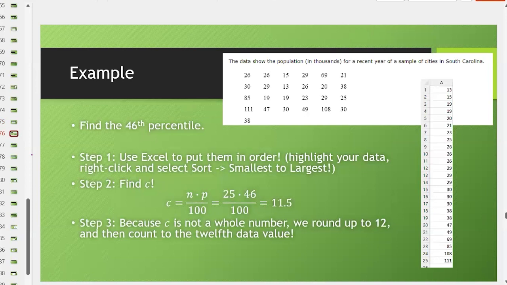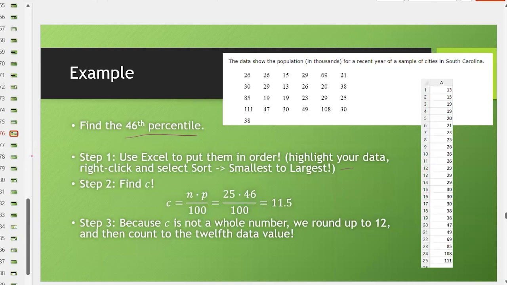Here we have data that's the population in thousands of a particular sample of cities. We want to find the 46th percentile in this data. The first thing, the simplest thing, is always just to put the data in order. That's going to be the easiest thing to do. So line everything up. And here you can see that I mentioned sorting in Excel. That is extremely helpful once you have all the data values in there.